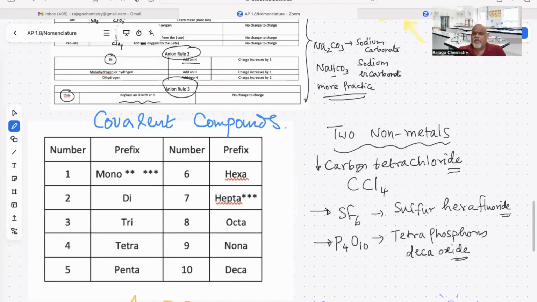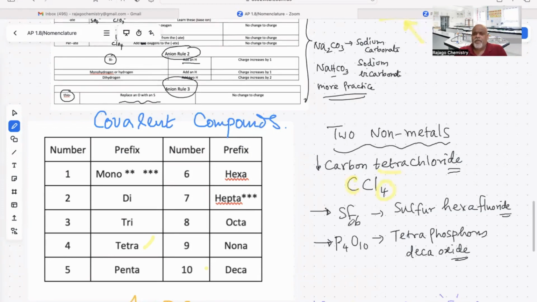Let's say this is given as carbon tetrachloride. When it says carbon tetrachloride, carbon is only one, so I am writing carbon. Tetra means four. You have to memorize this. Mono means one, di means two, tri means three, tetra means four, penta means five, hexa means six, hepta means seven, octa means eight, nona means nine, deca means 10. So carbon is not written as monocarbon. If it says carbon, it's obviously mono. So carbon tetrachloride means four chlorine.